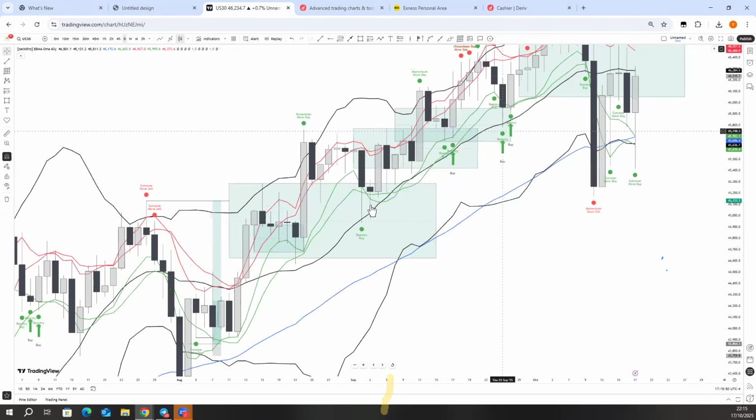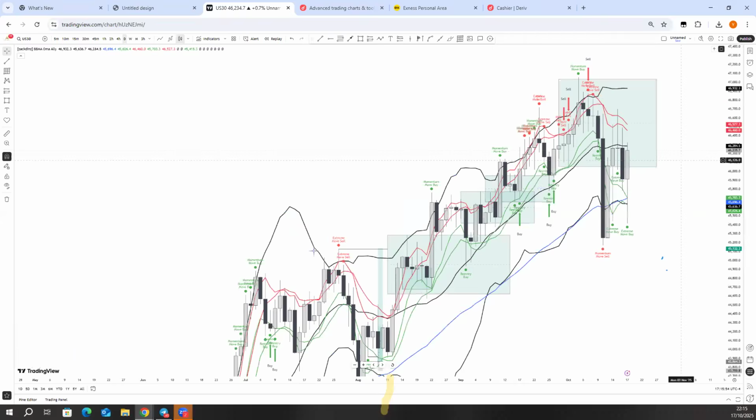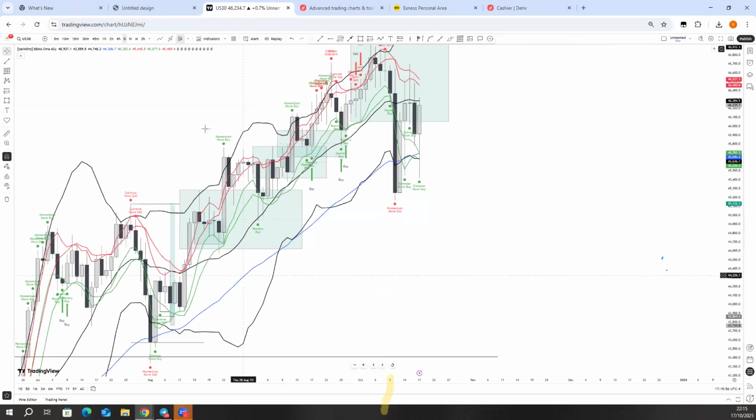I have these boxes here because of the EMS. Since I mostly trade EMS, it requires these boxes. So I can take them off. Let's take off the boxes.